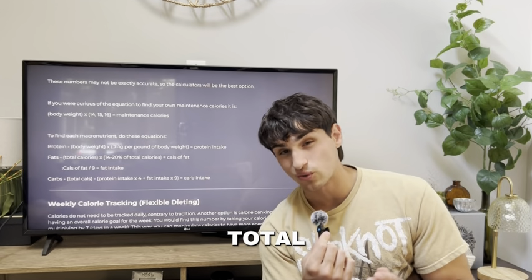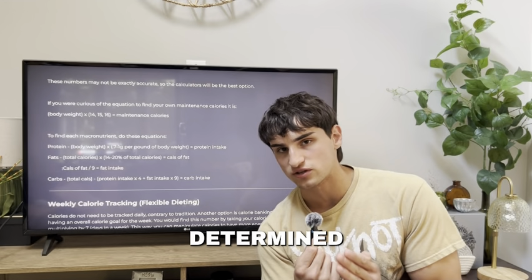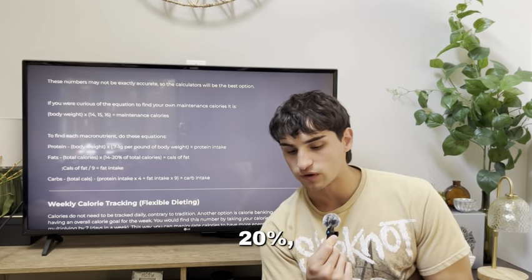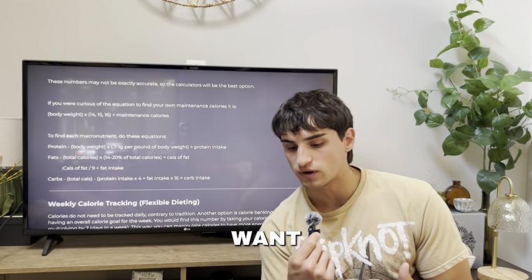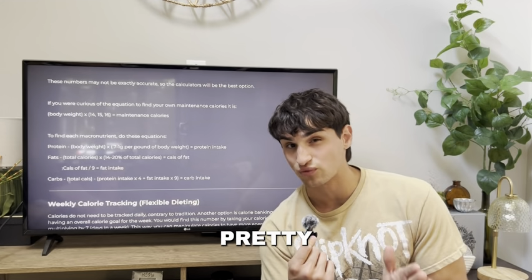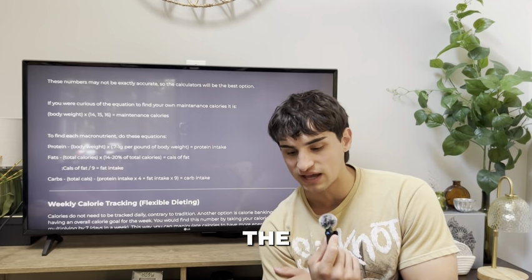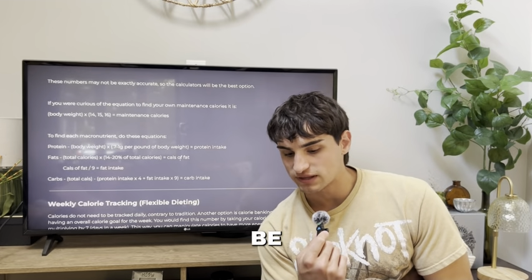Your fat is your total calories, which should be determined before you do any of this, multiplied by 14 to 20%, however much of a percent you want your fats to be. 14 is pretty low, so probably 18 to 20 is a little bit better for the average person. So that would be the calories of fat.